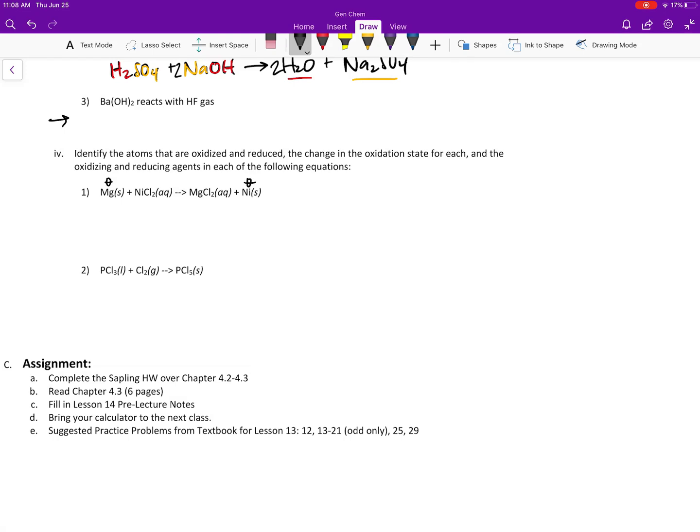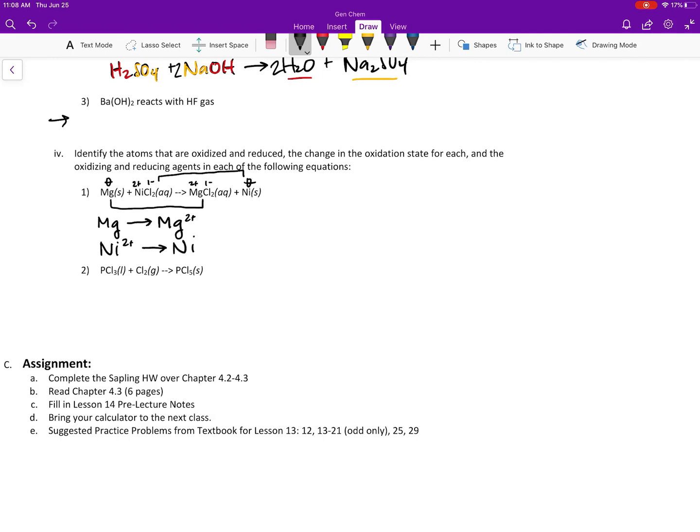Same thing with nickel. The chloride is going to have a 1- charge on both sides, meaning that the nickel and the magnesium both are going to have a 2+ charge because there's 2 negatively charged chlorides, meaning nickel and magnesium both must be the positive charge. I'm going to break apart the equation into 2 halves, and it's going to be the magnesium breaking apart into magnesium 2+, and the nickel 2+ breaking apart into the nickel solid.